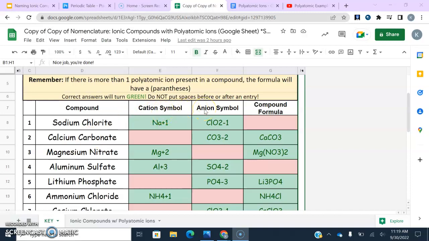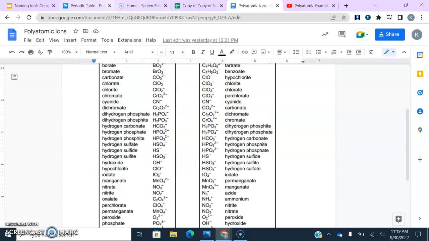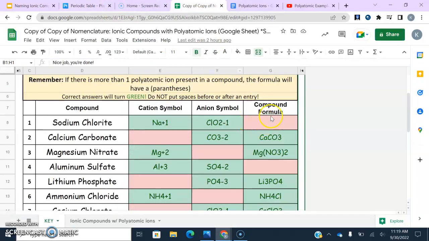Your anion symbol will be your polyatomic anion. Remember, you will use your common polyatomic ion sheet for that, which is right here. It's linked in your lesson. And then your compound formula, you have to put it together. Remember, you use your swap, drop, and chop method. For the polyatomics, you will just put it into parentheses and do it that way, right?